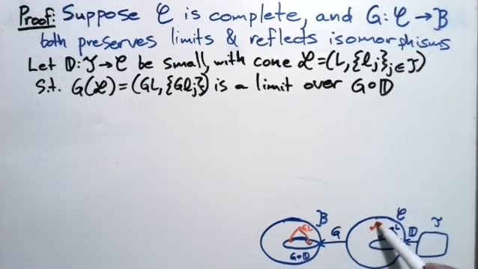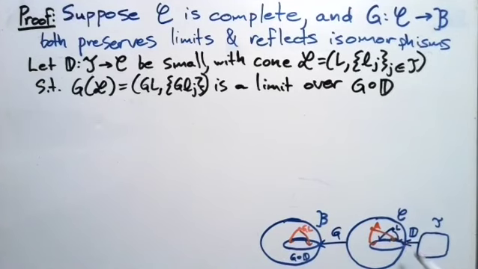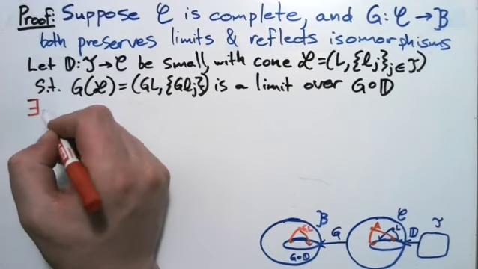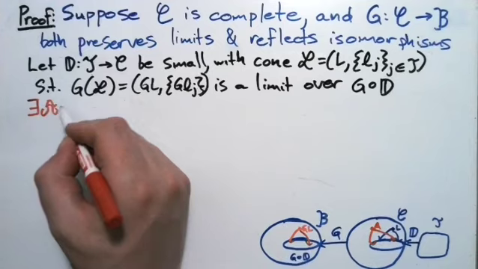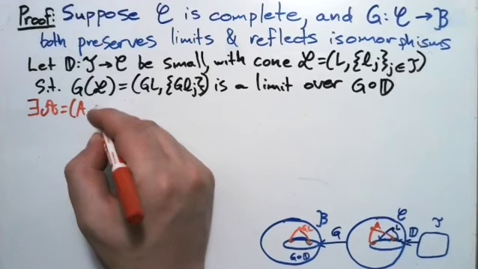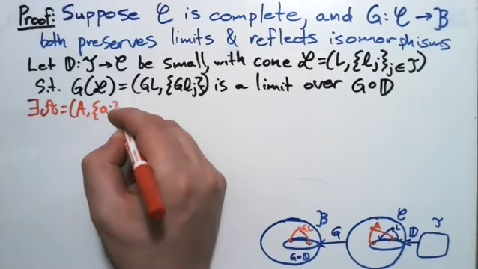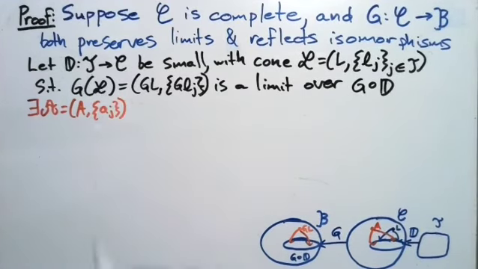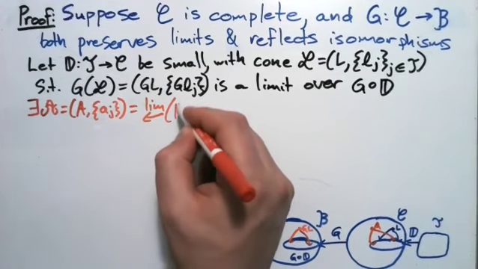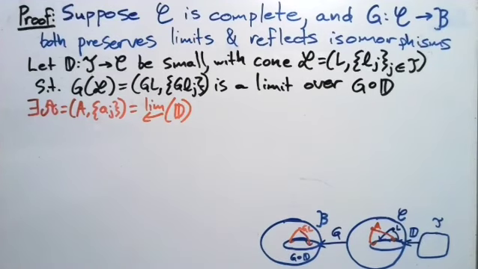So maybe we'll call that A. So this is a limit over D. So we can say there exists an A which consists of the vertex A and the legs AJ for every J, which is a limit over D, right? And we need to find that L is also a limit over D, so they need to be isomorphic, right?